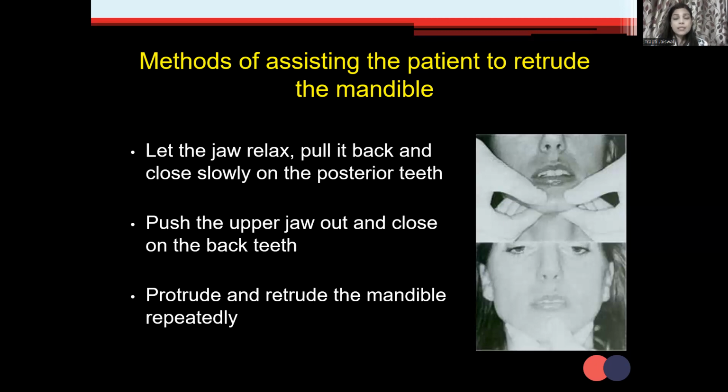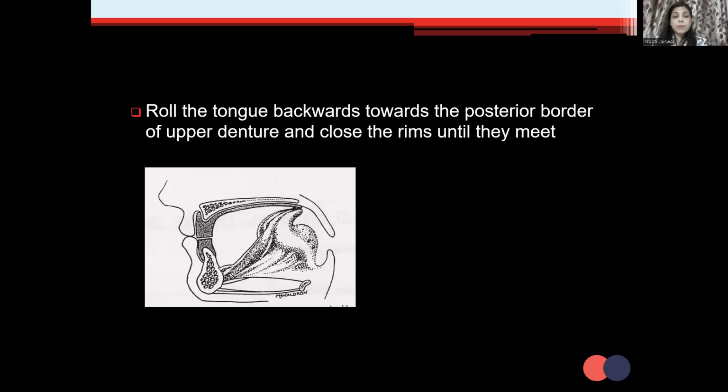As we ask him to do it repeatedly, he will be so tired that he'll try to go into the comfortable position. As soon as we ask him to stop, he'll go into his comfortable position, and that comfortable, unstrained position will be the centric relation position. So this is also one of the methods to guide the patient, to assist the patient to retrude the mandible.